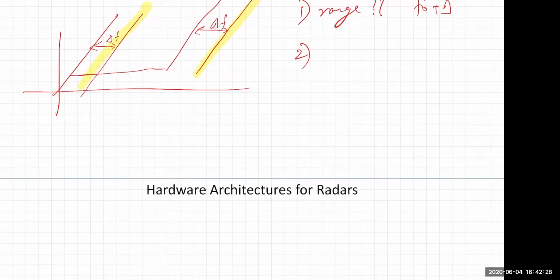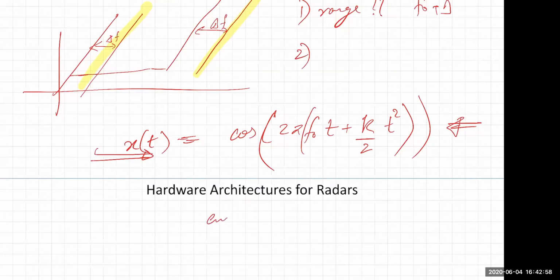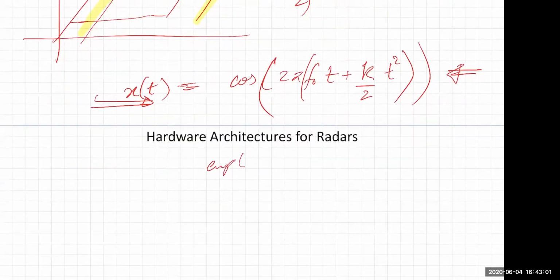Let's say, for example, you generate x of t. Now, instead of an exponent, it's a cosine: cosine of 2 pi f naught t plus k by 2 t square. Everyone following this, right? Now, there does not exist a conjugate. By the way, the chirp is typically like this. What is the difference between this chirp versus our exponent? Can someone tell me the difference here?